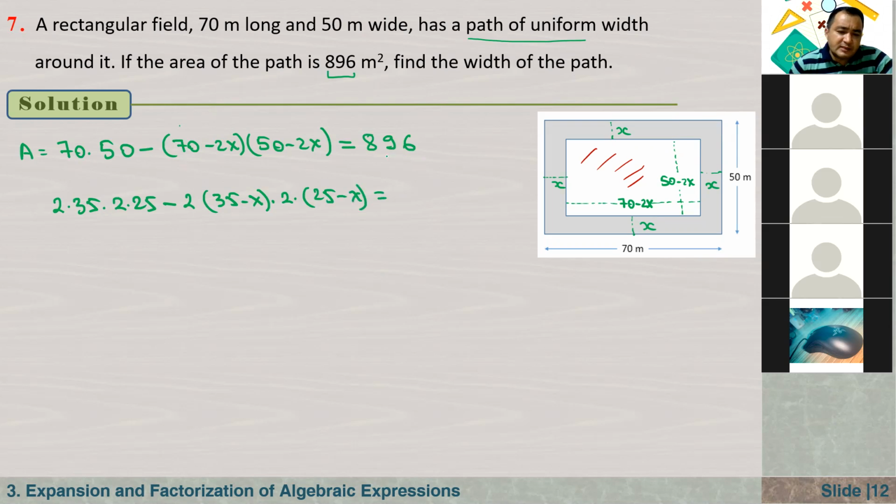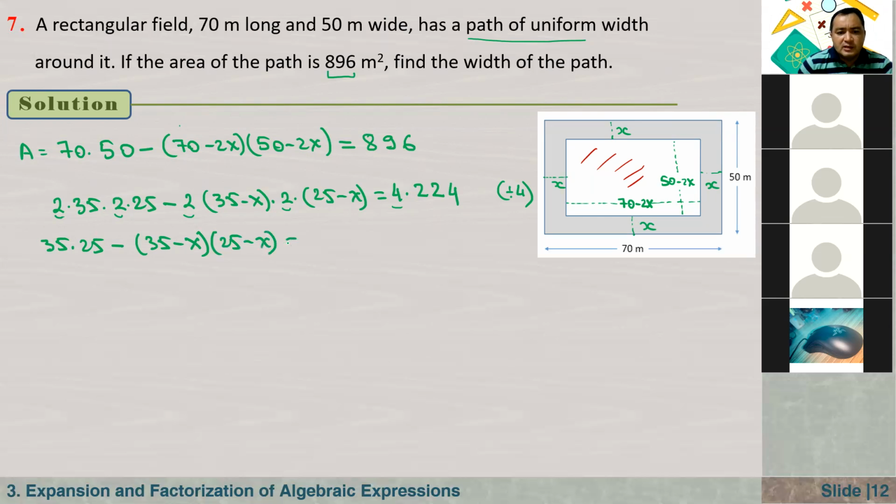How about 896? I can write it as 4 times 224. Now, as you see here, 2 times 2 is 4, 2 times 2 is 4, and here we have 4. 4 is a common factor, right? Let me divide both sides by 4. So what we have here? Here we have 35 times 25 minus... 2 is gone. Here we have 35 minus x and 25 minus x on the right hand side, 224.